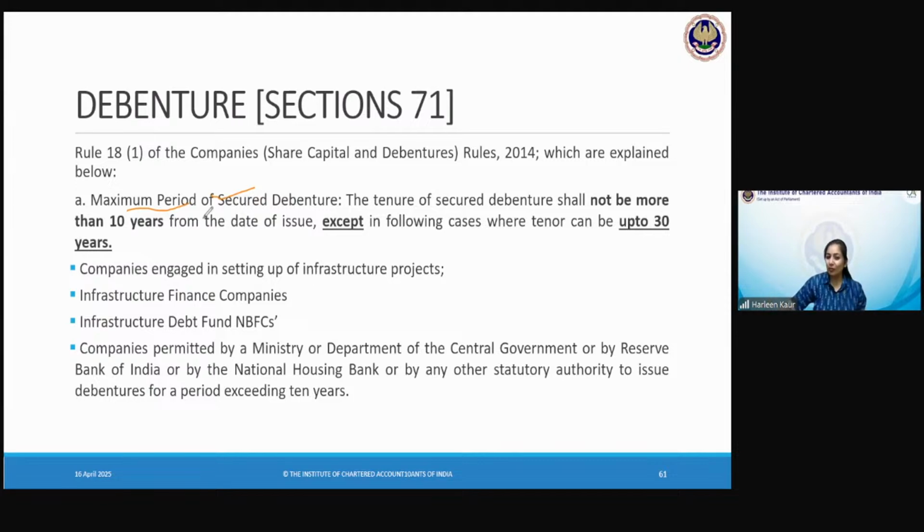Now put another piece of information in your mind. The maximum period for debentures cannot be more than 10 years, except in these three cases, where the tenure can go up to a maximum of 30 years.